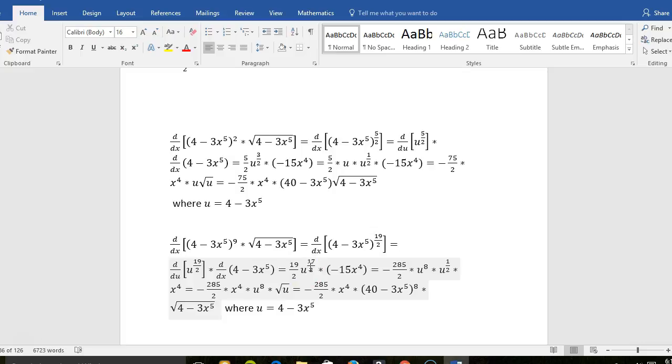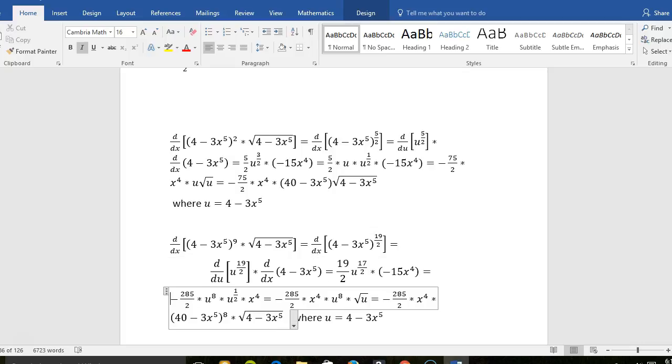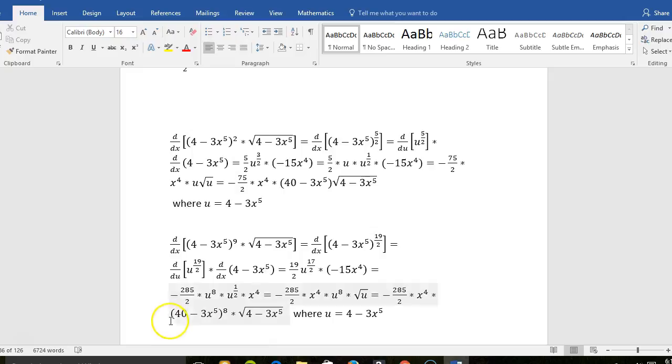And then you have, now it's true. And we have the x to the fourth, and I need to scoot that down. That's horrible spacing. Let me scoot that down real quick. Excuse me while I get this scooted down. So yeah, it's true that we would have 19 halves times u, we would have negative 285 over 2 times u to the 17 halves times x to the fourth.